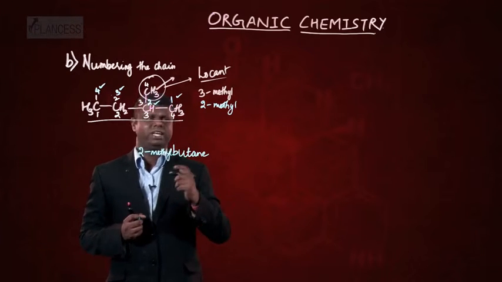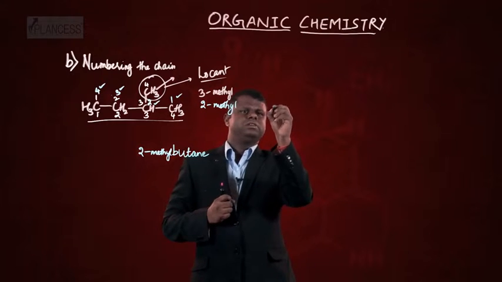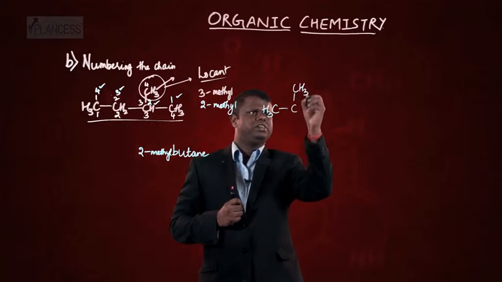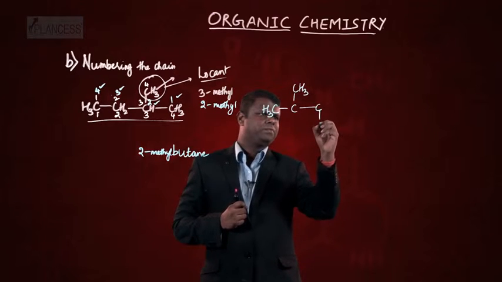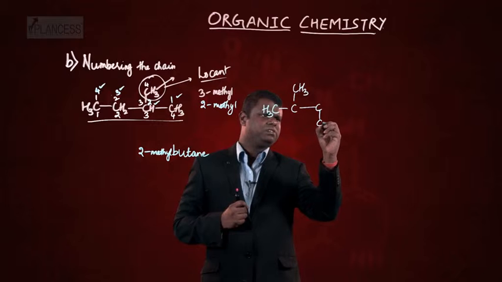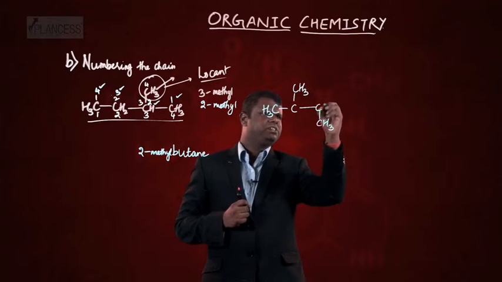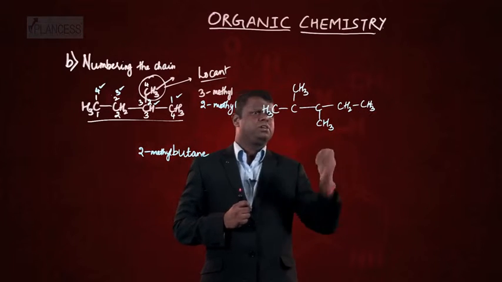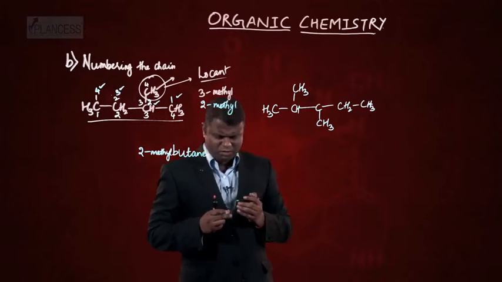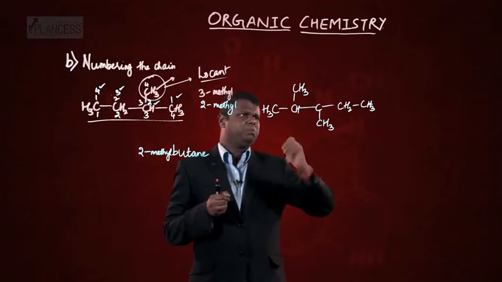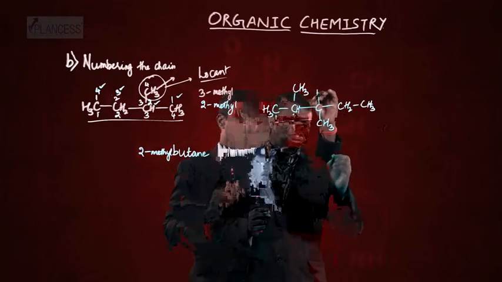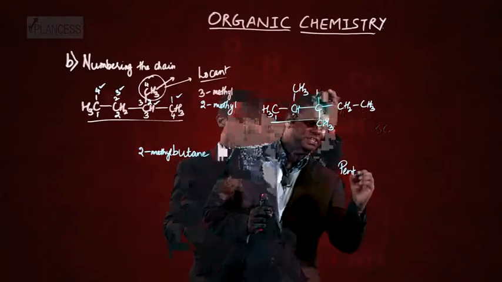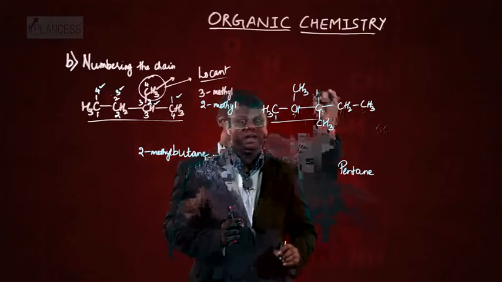Now let's do one more example. CH3, CH3, CH3. Now this is the molecule. It has 5 carbon atoms, so we use the prefix pent. Since all are single bonds, it is pentane. So the parent is pentane.